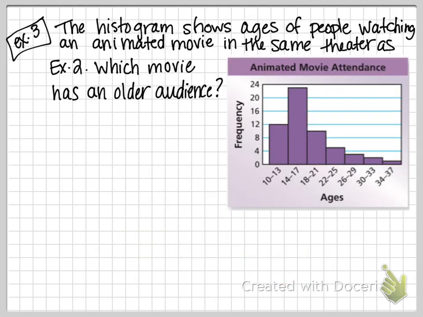Compared to the audience watching the animated movie, how would we describe this data? Skewed right. Skewed right? Our tail goes to the right, which means a lot of our big data points are over to the left where the numbers are smaller. So the people are younger watching the animated movie. So if we were answering the question, which movie has an older audience? We would answer the comedy.